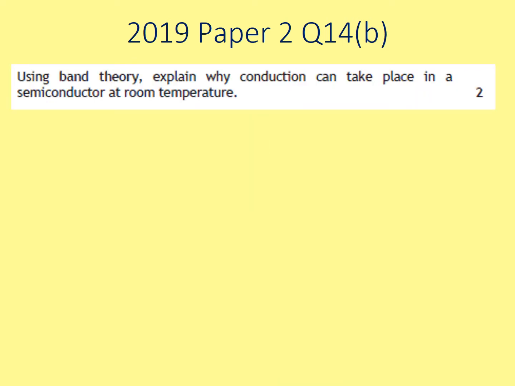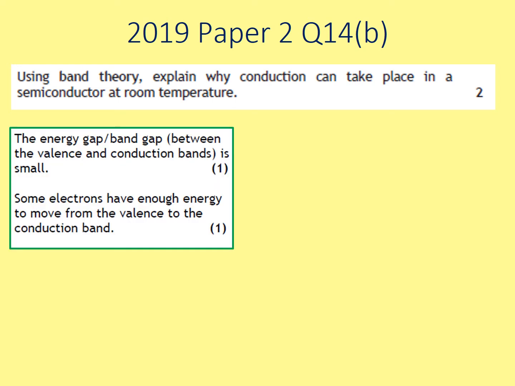2019, paper 2, question 14b. Using band theory, explain why conduction can take place in the semiconductor at room temperature. Well, first of all, within a semiconducting material, we have a small band gap. And because we have that small band gap, some electrons at room temperature are given enough energy to move from the valence band to the conduction band.